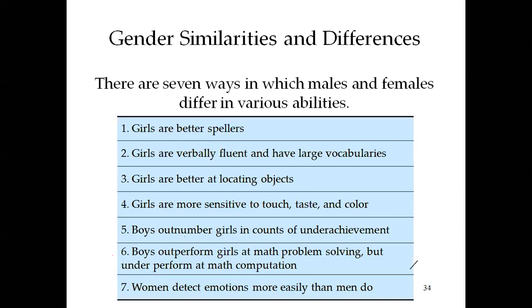And another very important thing, I don't know whether you will agree or not, but I'm just putting it into the slide. Gender. Through gender, there are 7 ways in which males and females differ in various abilities. Girls are better spellers. Spelling? Is it true? I know, with all the ladies here, you will say yes, right? Better spellers. Girls are verbally fluent and have large vocabularies.